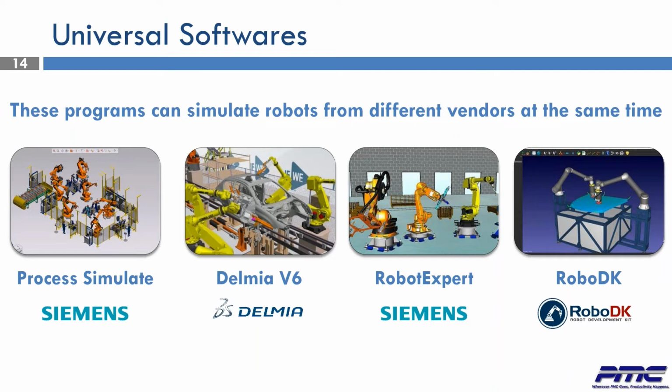And Process Simulate from Siemens is the most complete of the Siemens platform, facing the direct competitor DELMIA, which are the biggest players in the market in terms of digital manufacturing platforms.